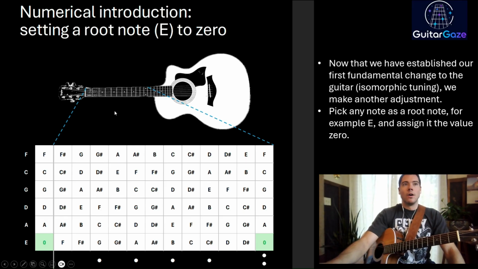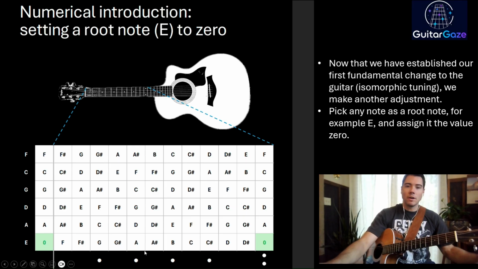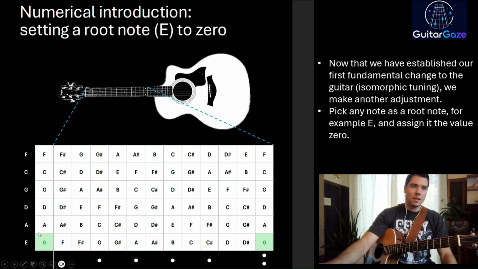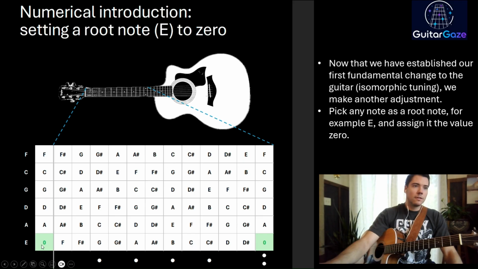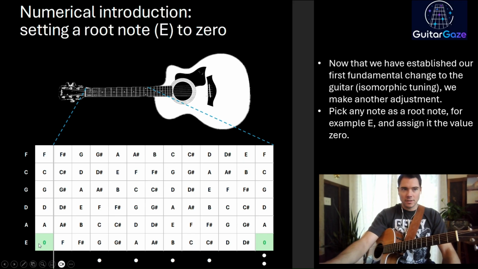So we're going to introduce numbers, starting with, you can pick any root note. For this example, we're going to pick E as the root note, and that'll be the root note for the next several slides. So E is our root note, and it's 0. We're assigning that the number value of 0. So the low E string open is 0, and at the 12th fret on the low E string, you've got 0.